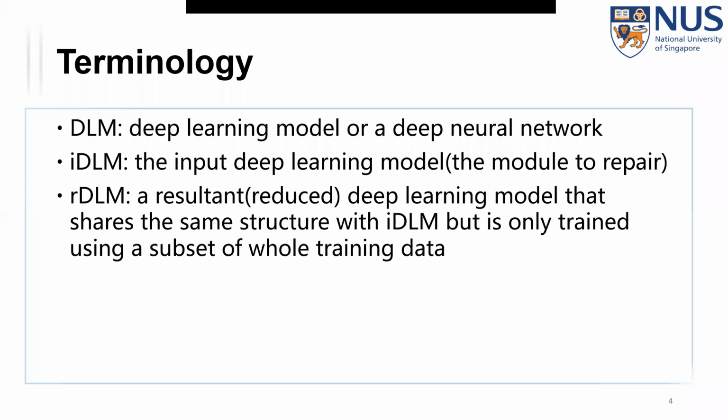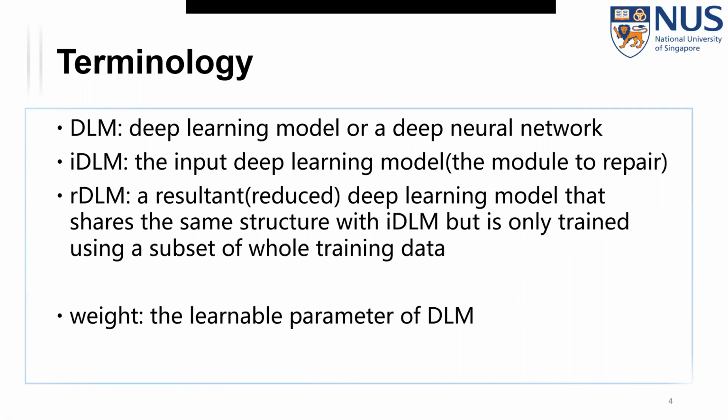Which means that after we have a model to repair, the RDLM is obtained from IDLM by training only a subset of the whole training data. The weight is a learnable parameter of a deep learning model, and T0 means the original training data set. So I think it's quite clear in this slide.